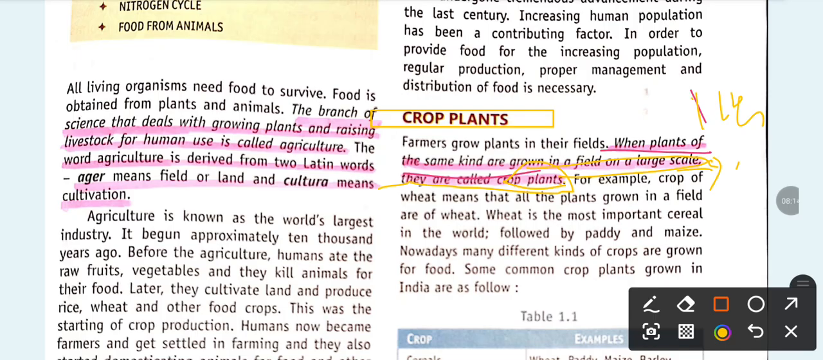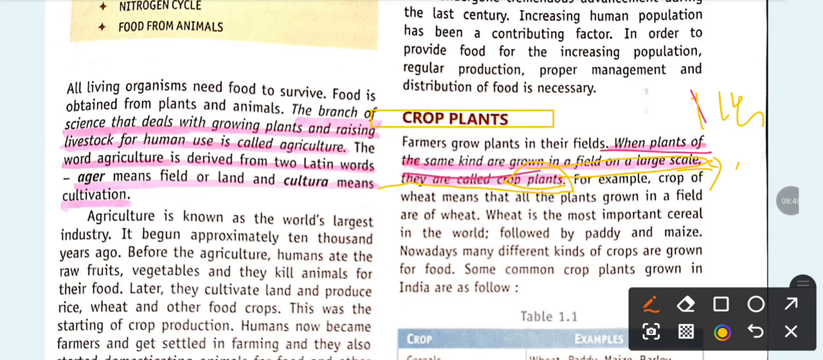For example, crop of wheat means that all plants grown in a field are of wheat, right? So wheat is the most important cereal in the world, followed by paddy and maize. The chapatis that we eat in our daily life are mostly made of wheat, and it is commonly eaten in all parts of the world. After that, rice. After that, maize.